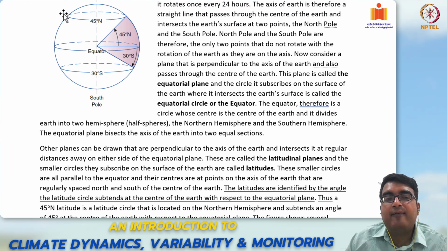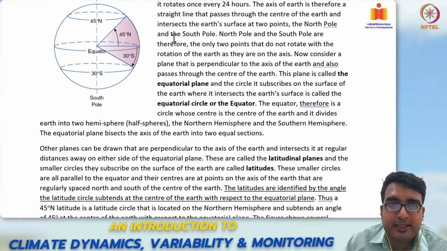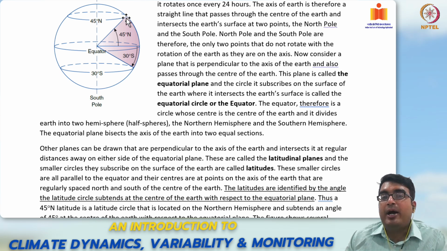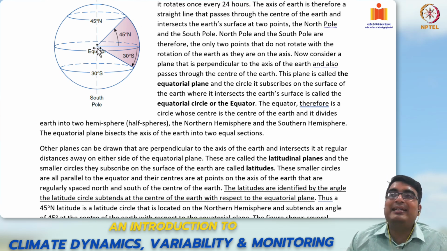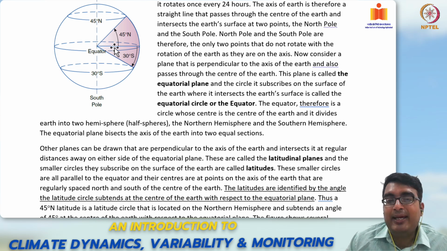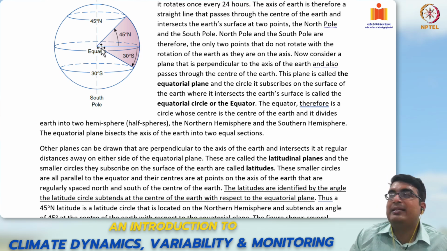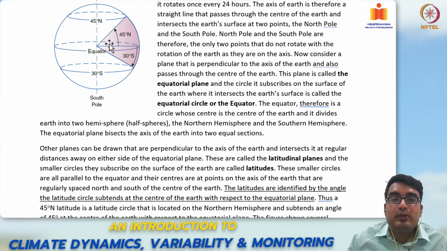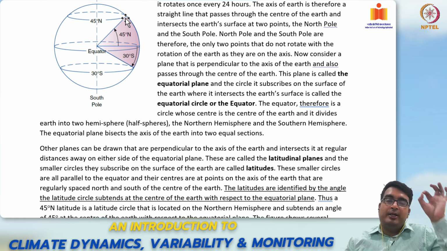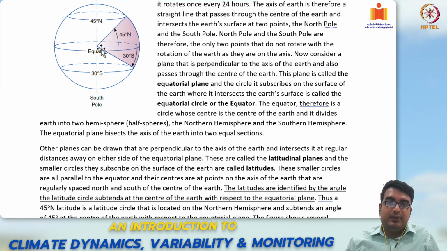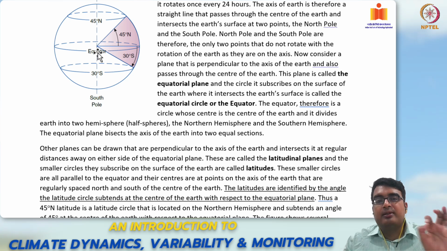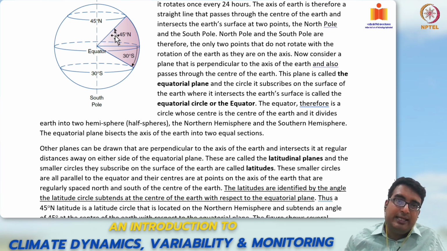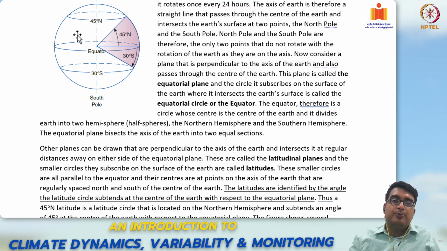Suppose you have a latitudinal plane like this. There is a circle that is generated on the surface of the Earth because of this latitudinal plane. Now, any point on this circle you connect with the center of the Earth. And you connect any point on the equator with the center of the Earth. The angle between these two lines, the line connecting any point on the latitude circle with the center of the Earth, and the line connecting the equatorial circle with the center of the Earth, the angle between them will be a constant value regardless of which point you choose.